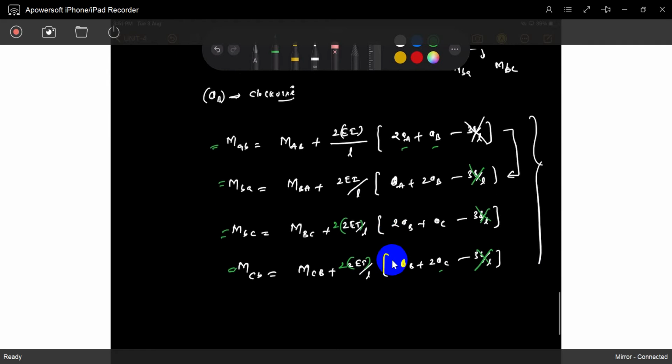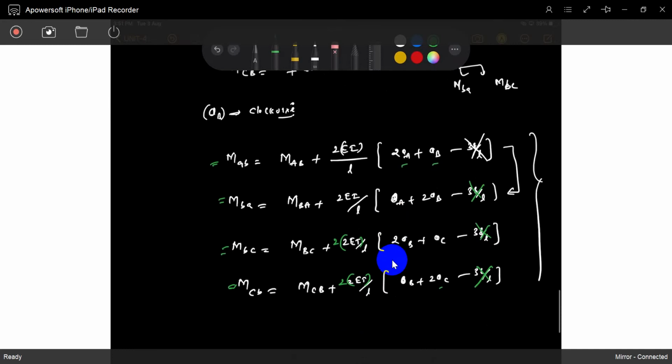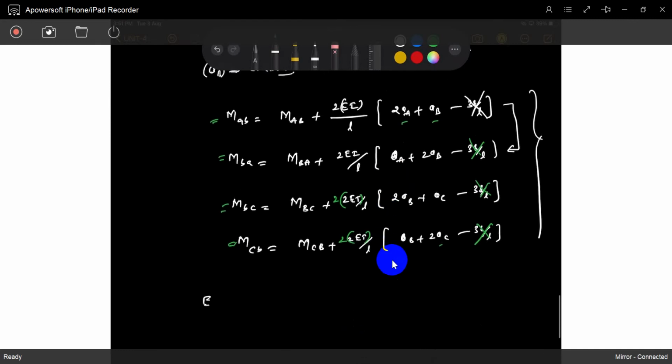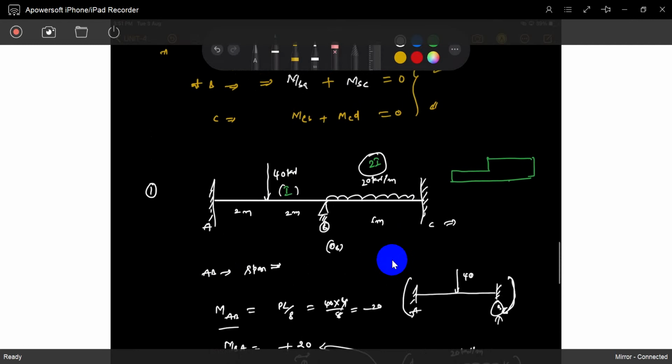So for that, how can we solve it? Now it is a part of equilibrium equations. So what are the equilibrium equations? First you will get it. See the span.